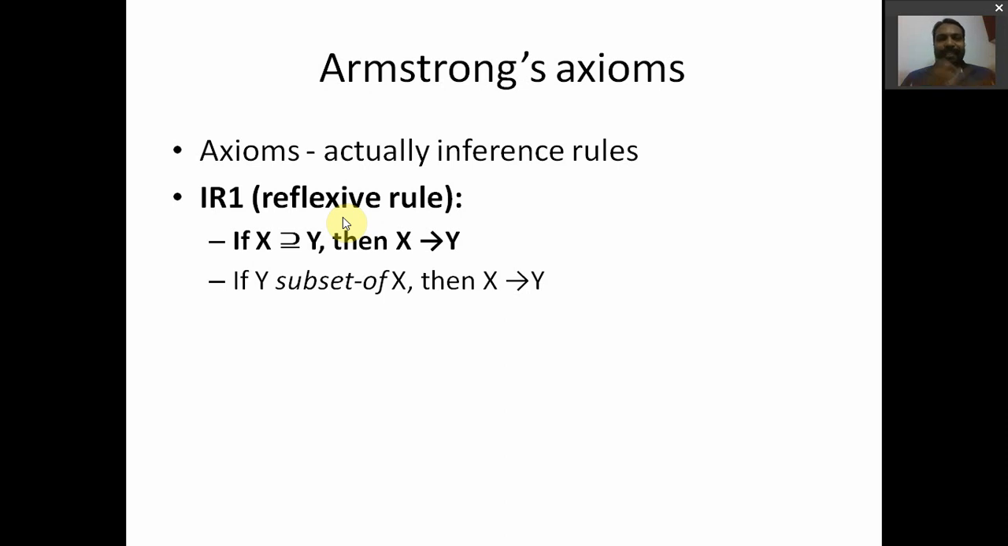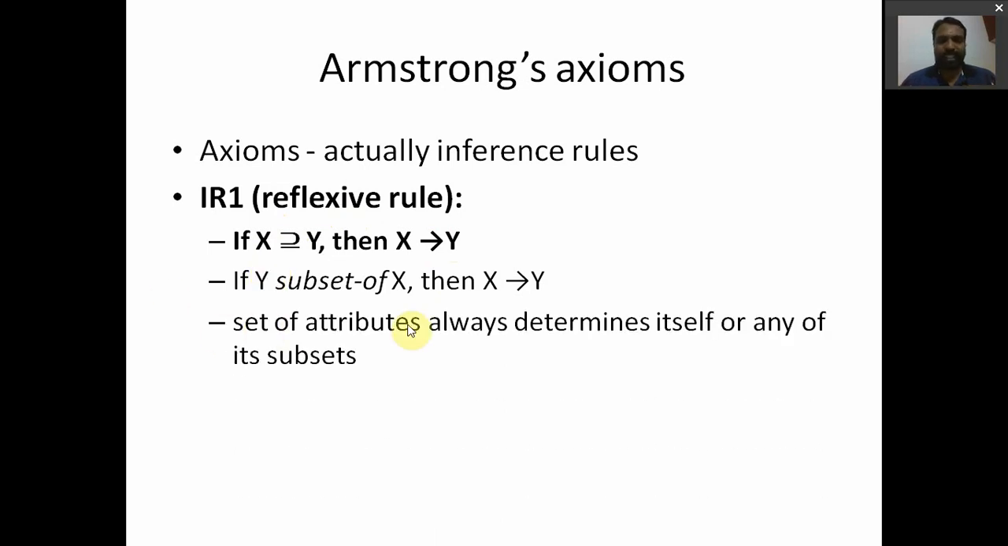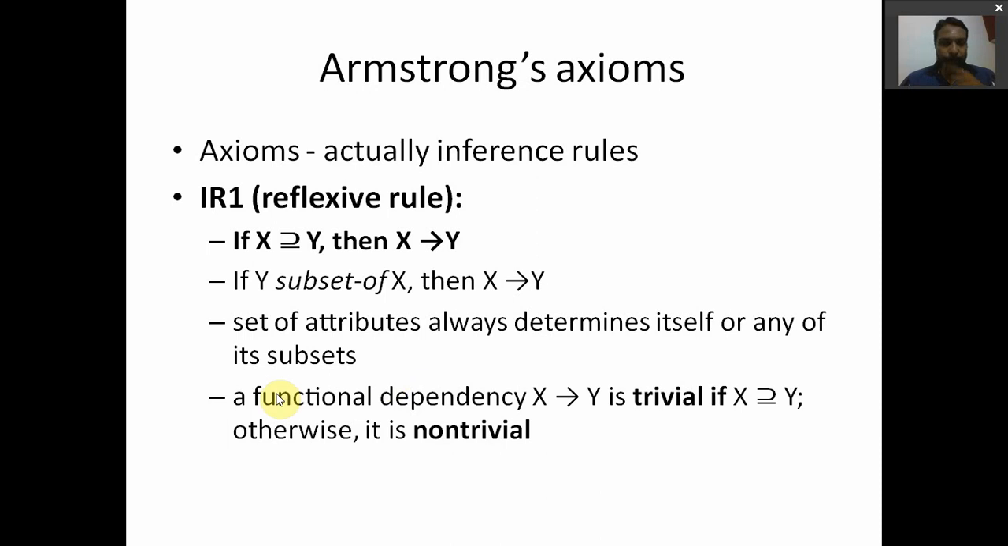So the name itself says it's a reflexive rule. Reflection is like looking into a mirror, we can see the reflection. So here y is actually a subset of x. So x contains y. So a set of attributes always determines itself or any of its subsets. We will see with an example, then you will understand.